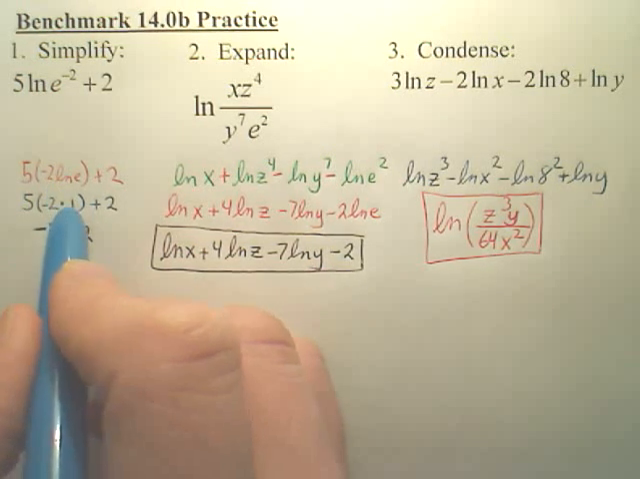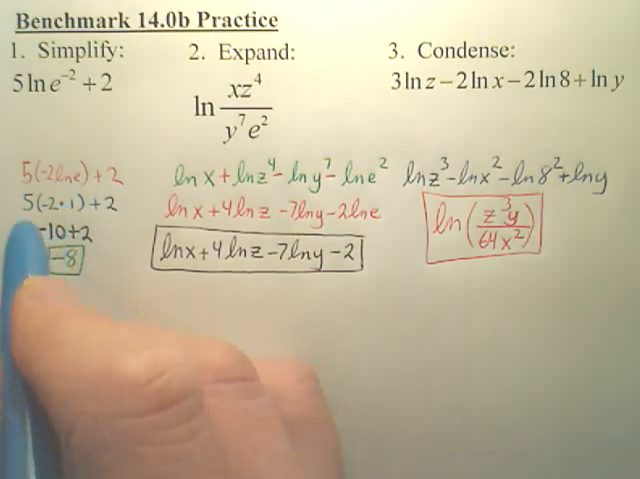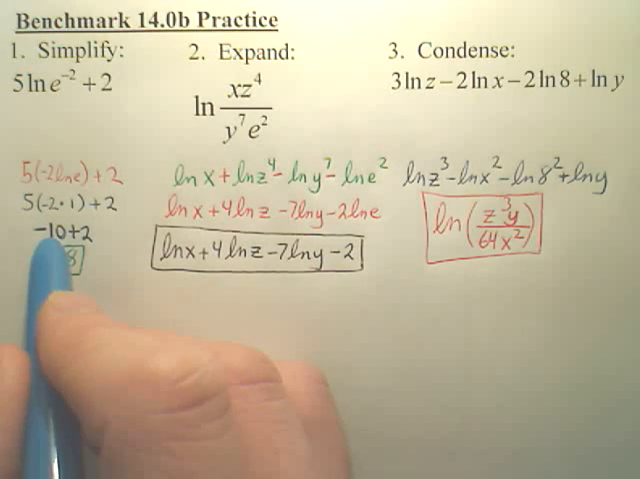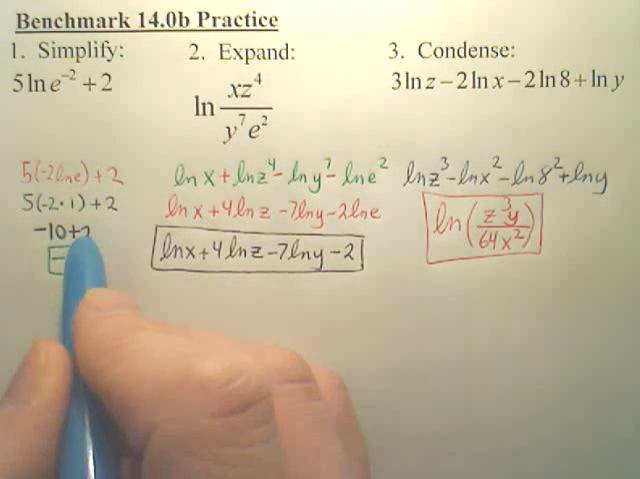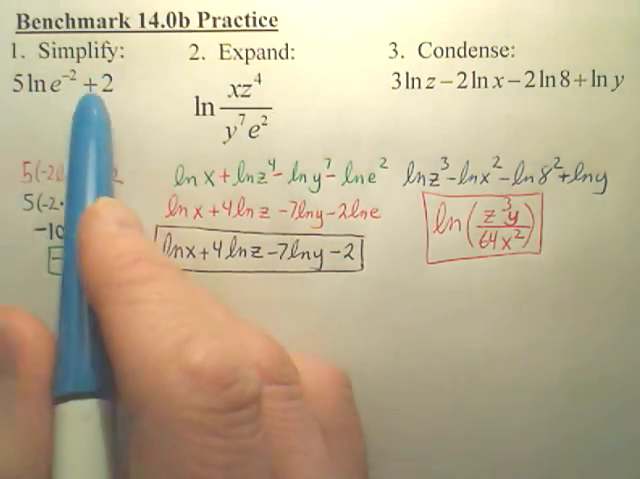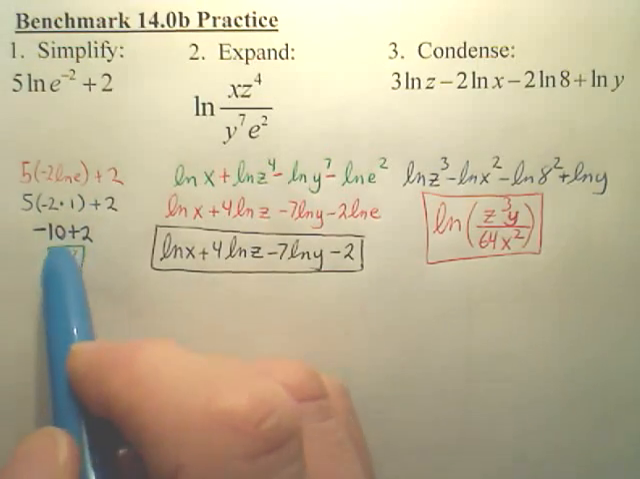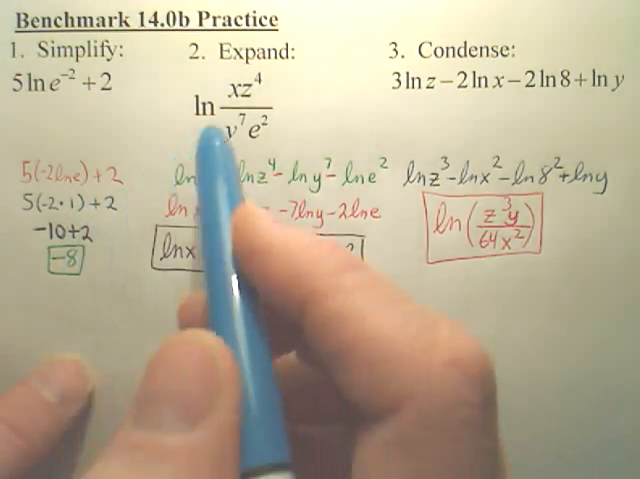So that's actually 1. Then I go, oh, -2 times 1 is -2. So 5 times -2 is -10. And then -10 plus 2 is -8. Okay, so you got to simplify this down and look for log properties to kind of do that. Should simplify it down pretty easily.